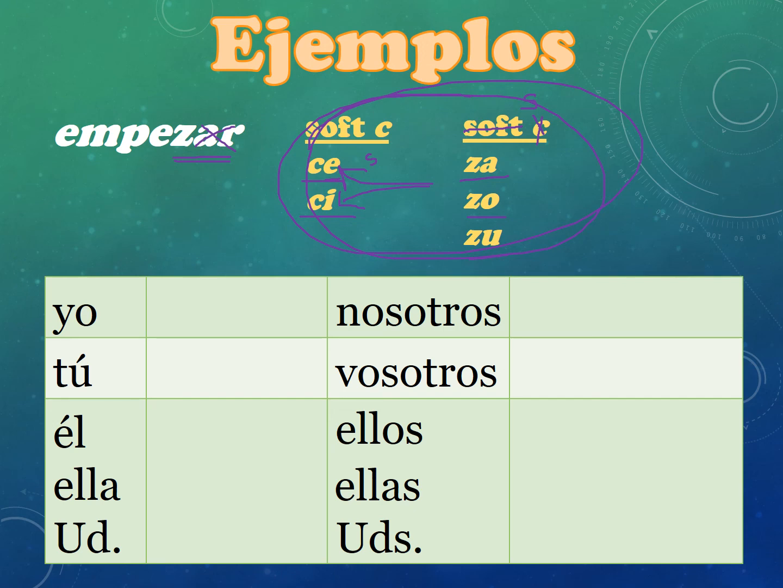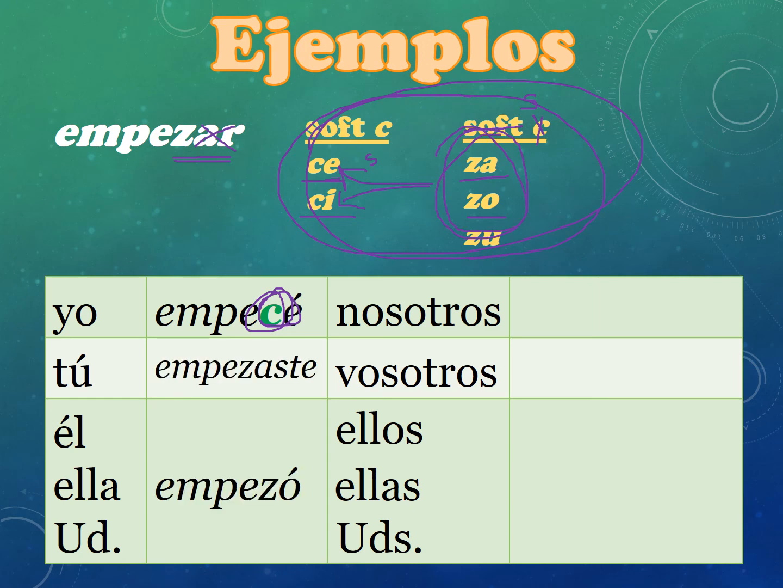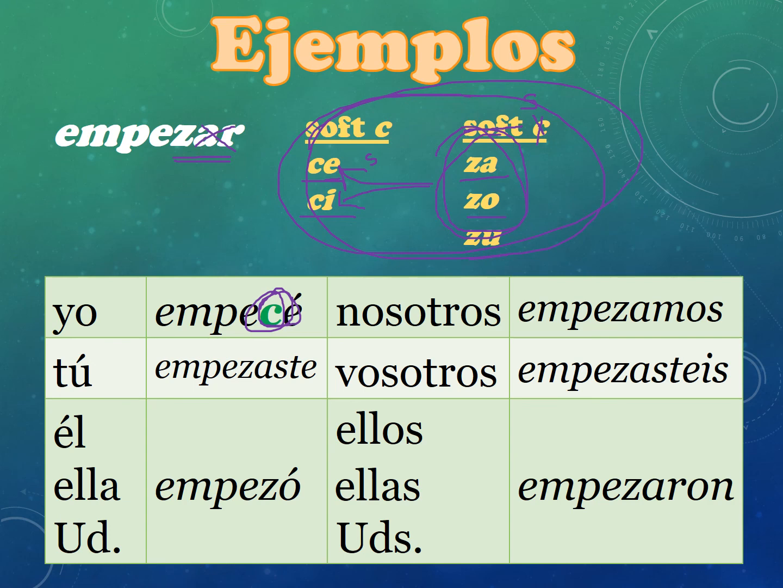So I'm sure you've guessed what we're going to do. We are going to change that Z to C so that it's empecé. Here, it does not affect the pronunciation. It's just that you wouldn't, in authentic Spanish, see the ZE combination. The others, again, are fine because they all fall here. So we're going to have empezaste, empezó, empezamos, empezasteis, empezaron.